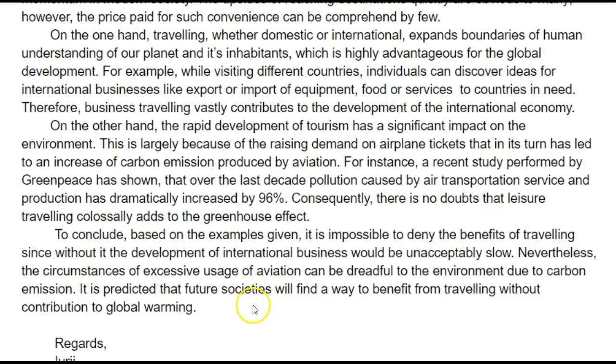To conclude, based on the examples given, it is impossible to deny the benefits of travelling, since without it, the development of international business would be unacceptably slow. Good. Nevertheless, the circumstances of excessive usage of aviation can be dreadful to the environment due to carbon emission. It is predicted that future societies will find a way to benefit from travelling without contribution to global warming.